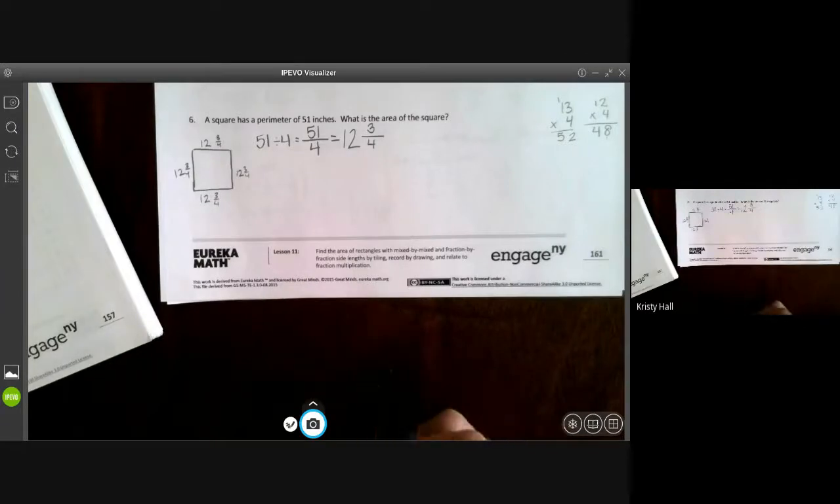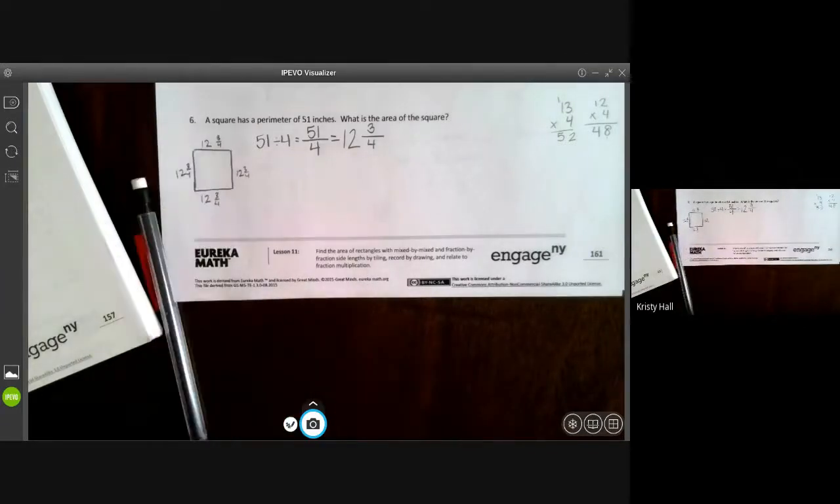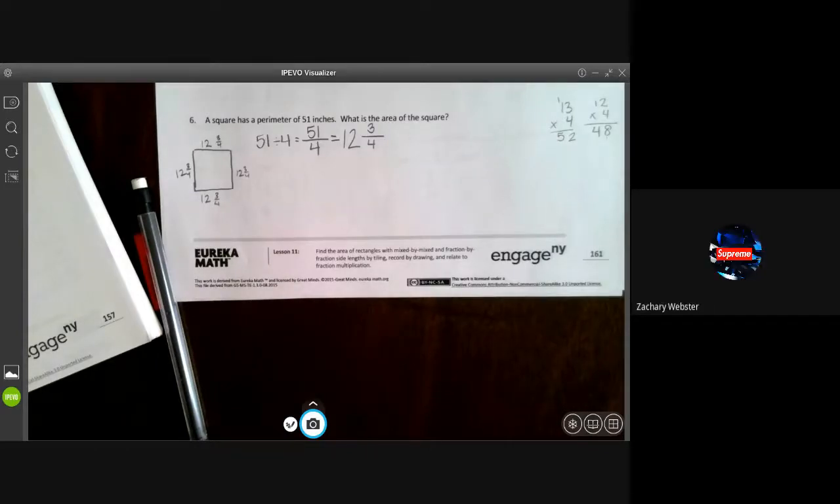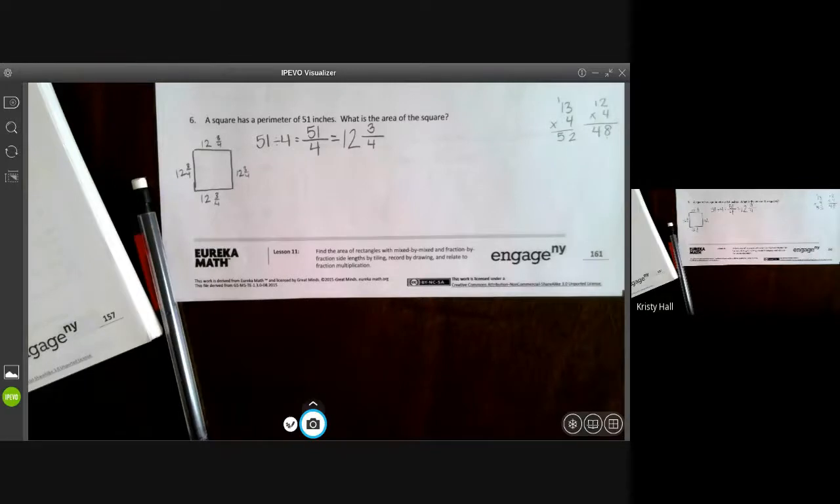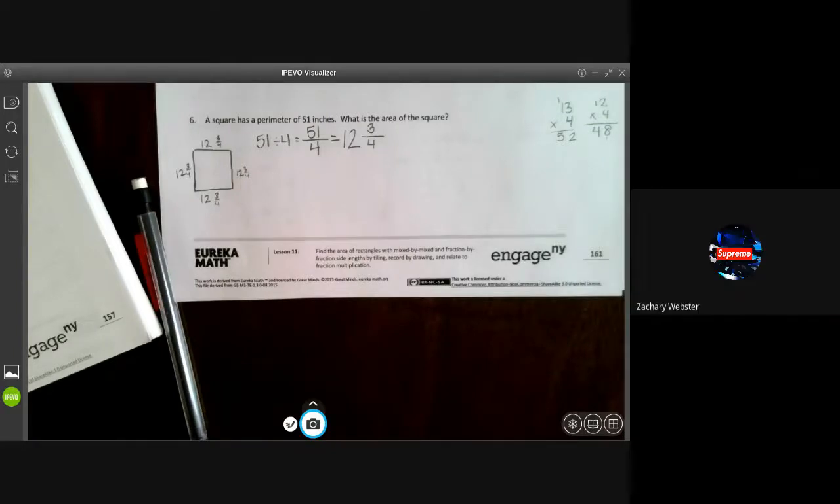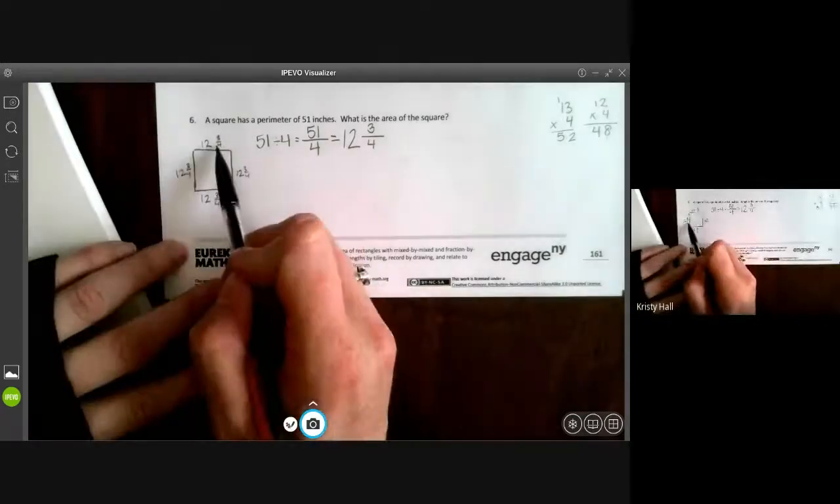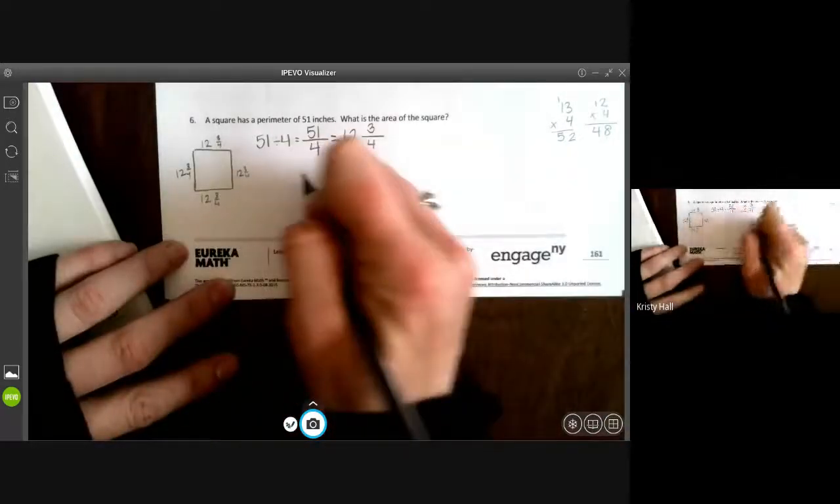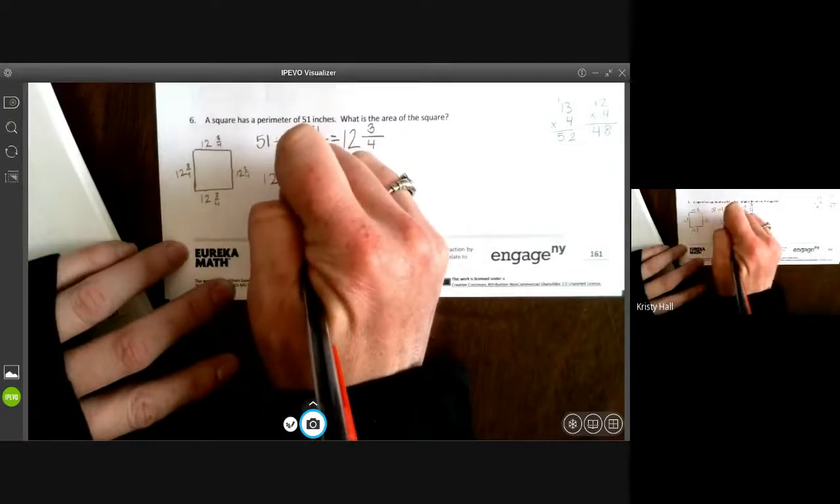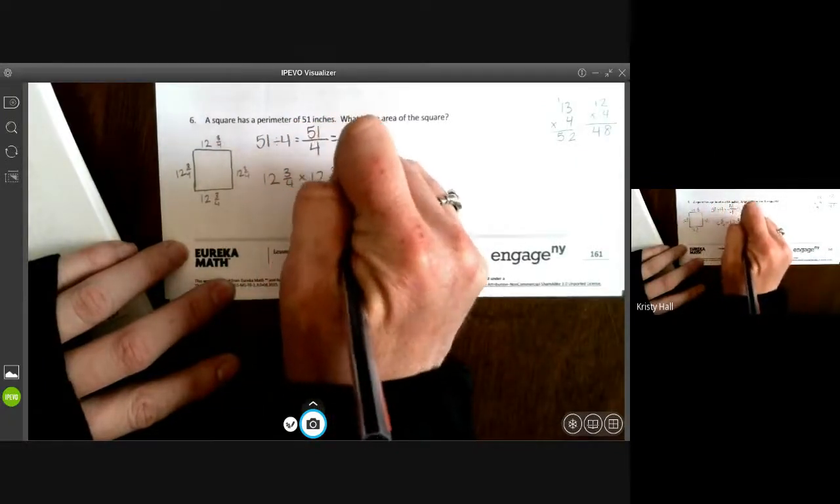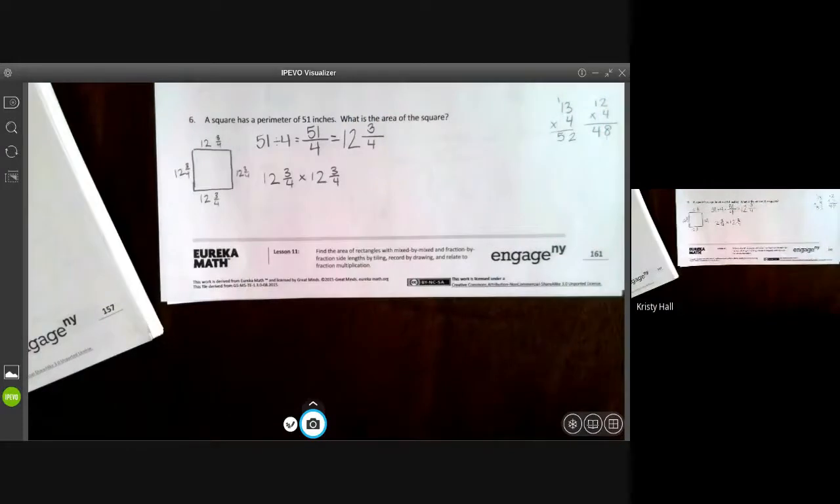Have we answered the question? No, because we haven't found the area yet. Right. So how do we find area? 12 3/4 times 12 3/4. Yeah. The length times the width. So 12 3/4 times 12 3/4.